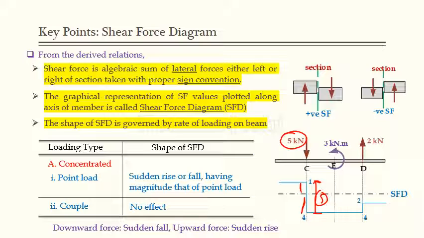Fine. But whenever a couple is acting on the beam, as a couple comes under the moment effect, it will not cause any change in the shear force diagram. So observe that there is one couple acting at point E, but when I am considering the shear force diagram, at point E there is no effect at all. So a couple does not have any change or effect on the shear force diagram. Fine.